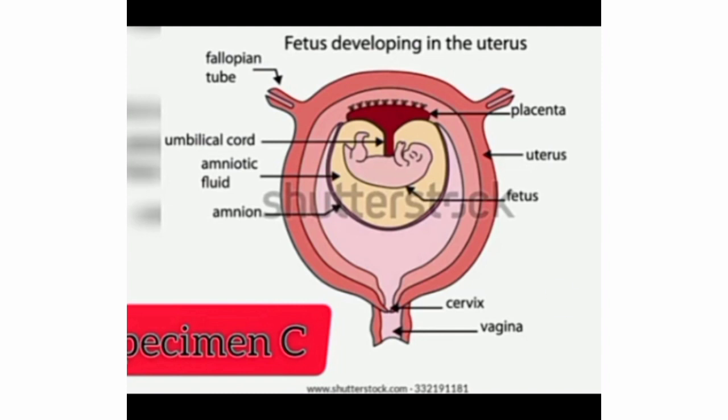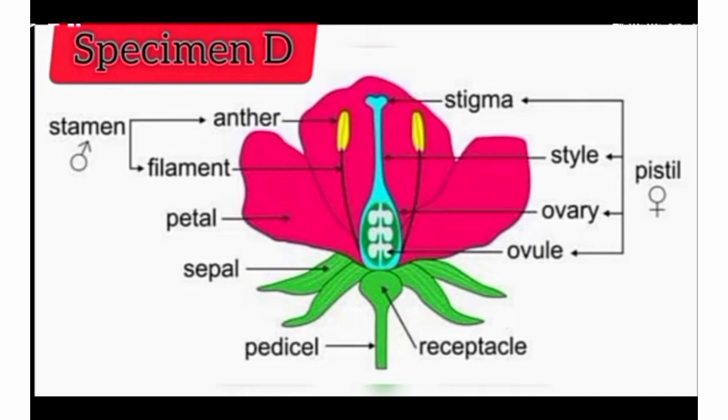So that's specimen C. Specimen D, sorry, is part of Pride of Barbados. You should draw the reproductive part of Pride of Barbados, and you can see the ovary, the style, the pedicel, the receptacle, the stigma, the anther, the stamen. The major parts you're going to look out for and make sure are there in your diagram are the stigma, the anther, the ovary, and the ovule.